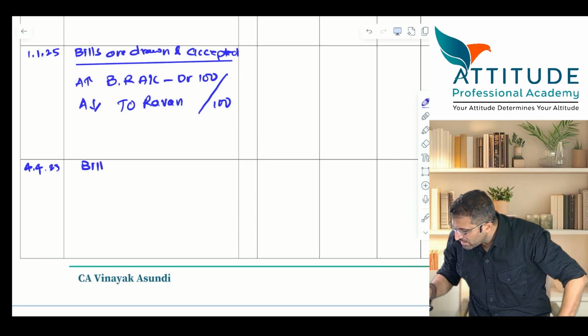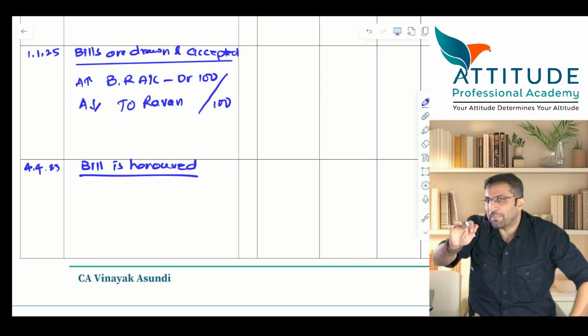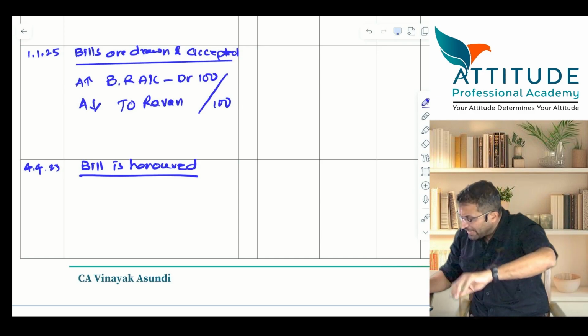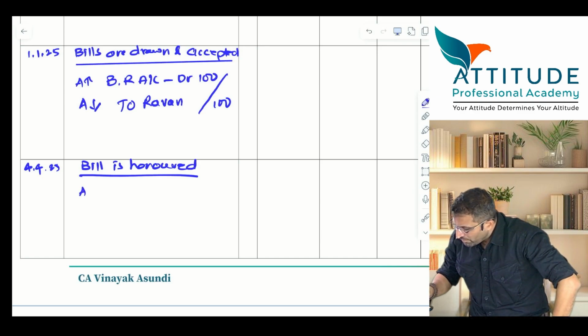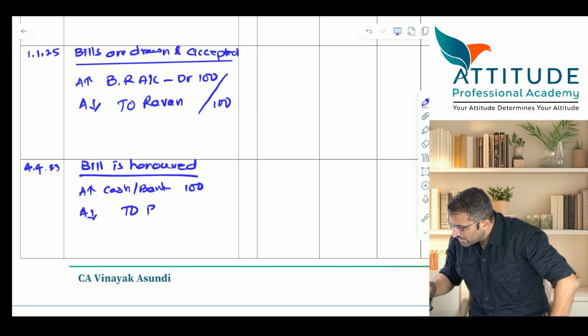Bill is honored. Tell me the entry when the bill is honored. Now you have got the money. You're Ram. Tell me the entry. Cash or bank account debit. If you are getting a cheque, bank account debit 100. Very good. Asset reduces, bills receivable.